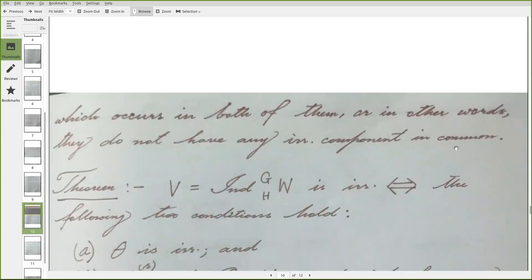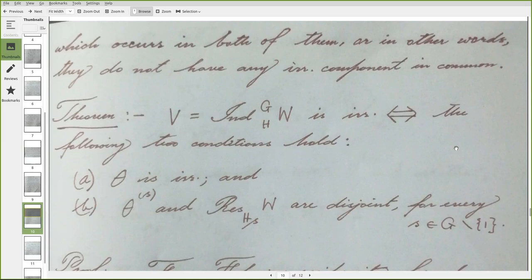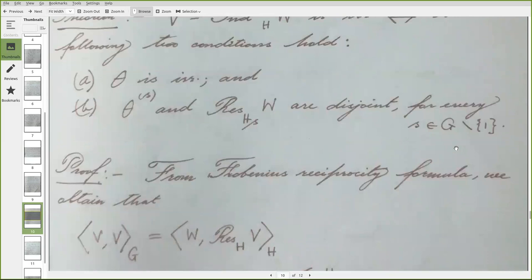Irreducible component means the irreducible subrepresentations, because irreducible subrepresentations are unique up to isomorphism. For a finite group, we have only finitely many irreducible representations up to isomorphism, and earlier we discussed what we mean when we say that an irreducible representation occurs in any finite dimensional representation. Okay, so now we shall state and prove the theorem of Mackey.